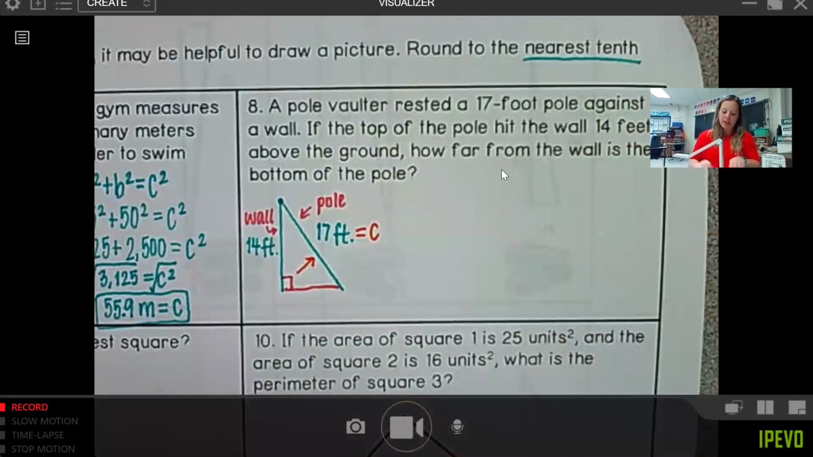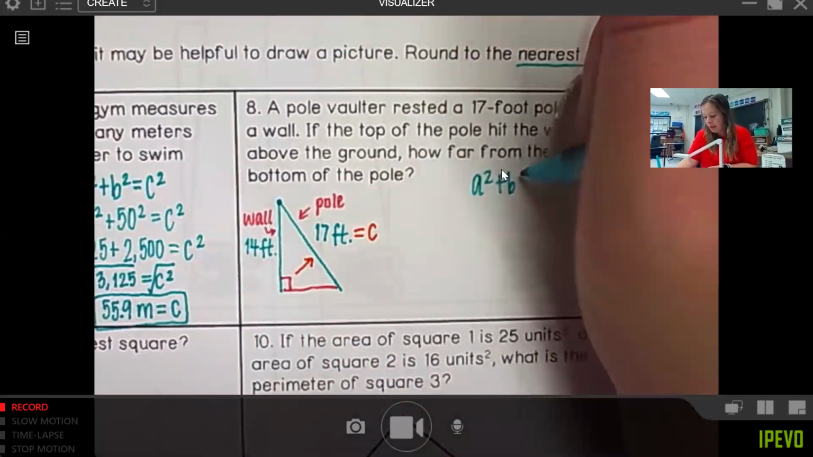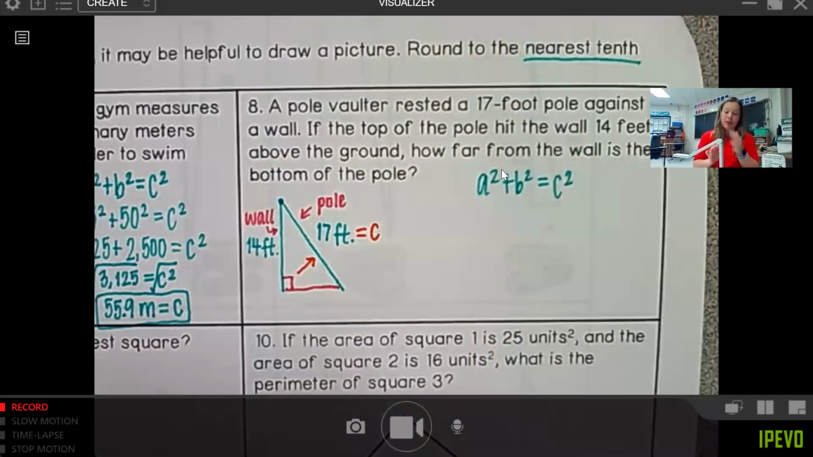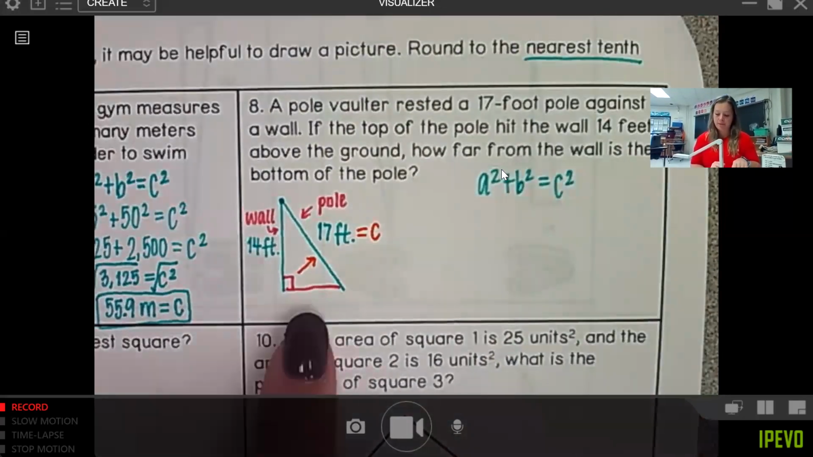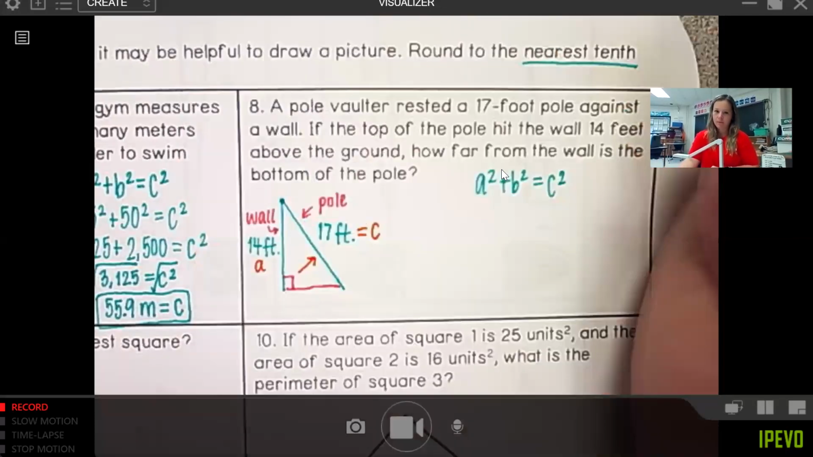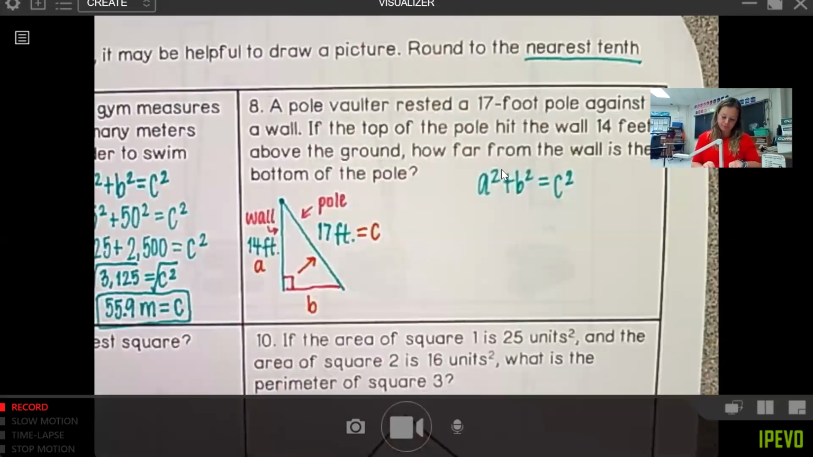Okay. Using the Pythagorean theorem, a squared plus b squared equals c squared. Get in the habit of writing it to help you solve your problems. We can solve for the missing side. I'm going to call what we know A, which means we're looking for B. We're looking for the other leg.